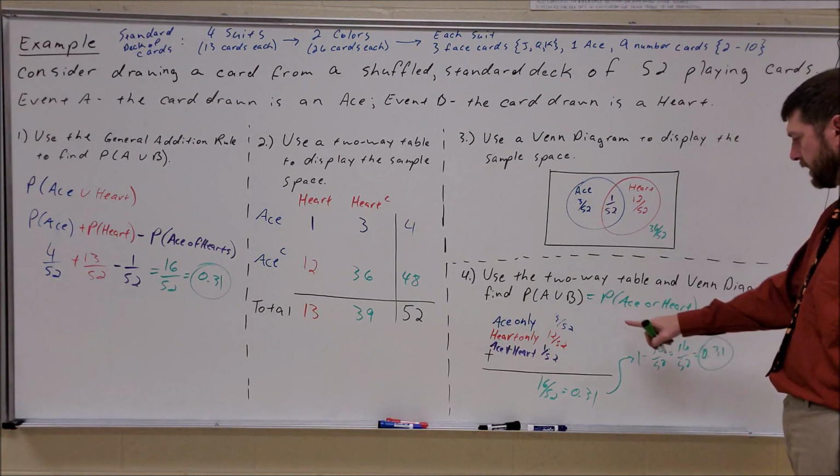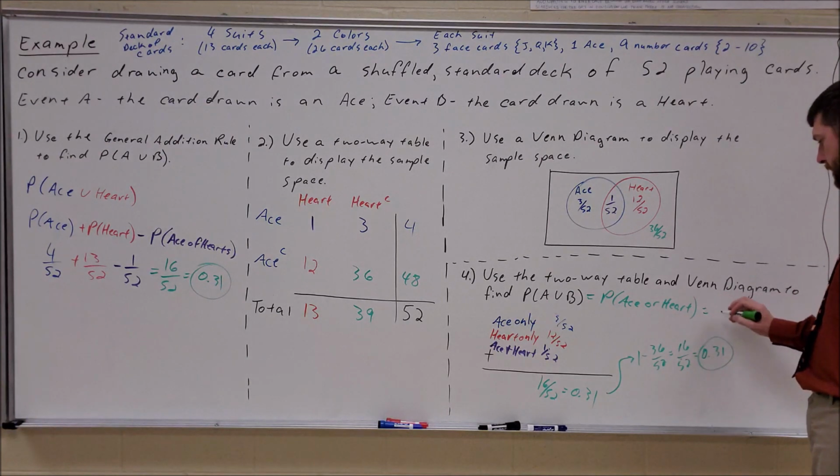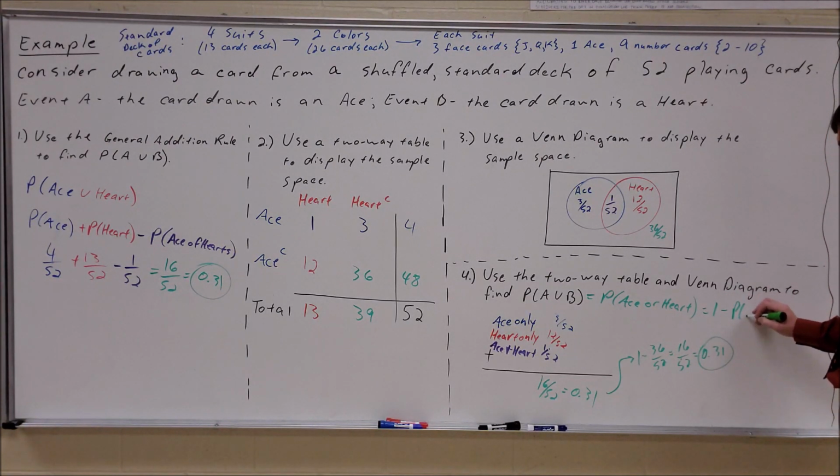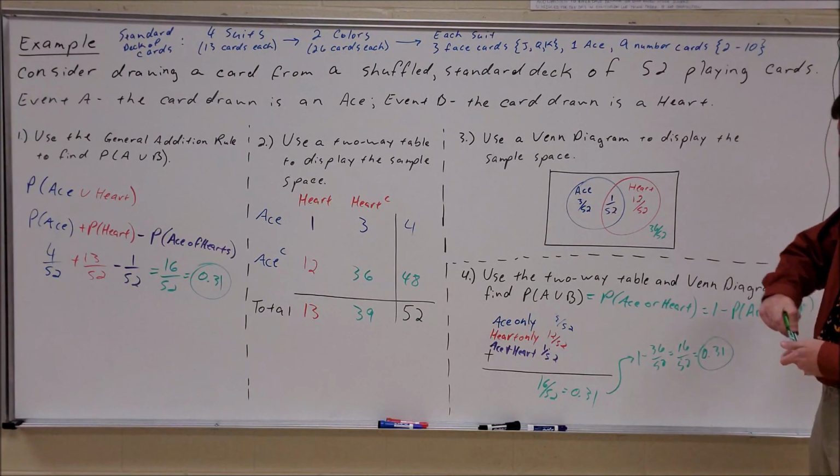So what we can say is ace or heart is the same thing as 1 minus the probability of not an ace and not a heart. So these are equivalent statements.